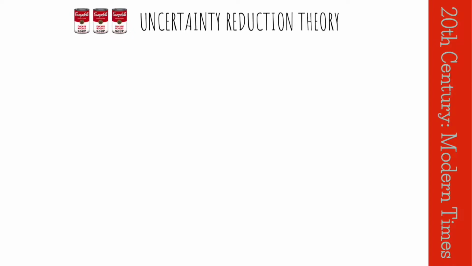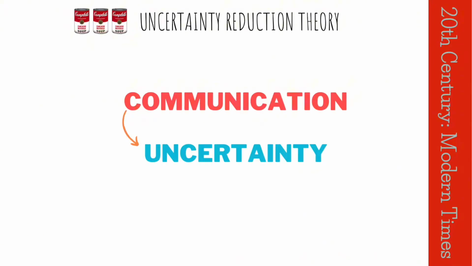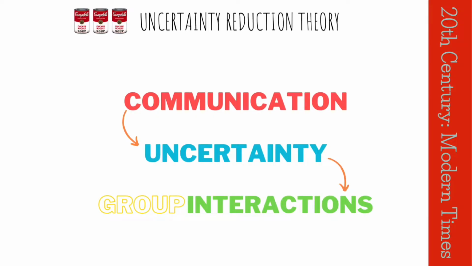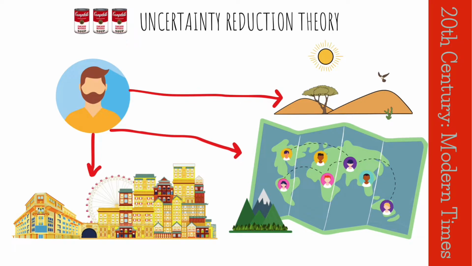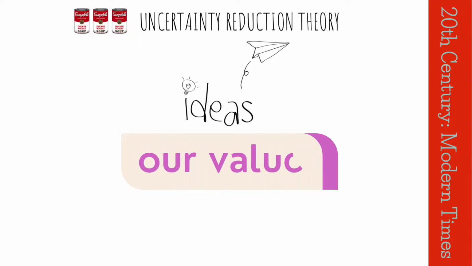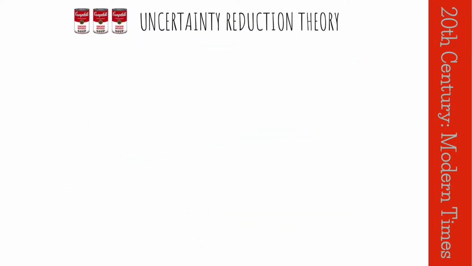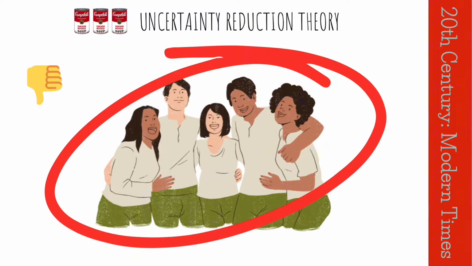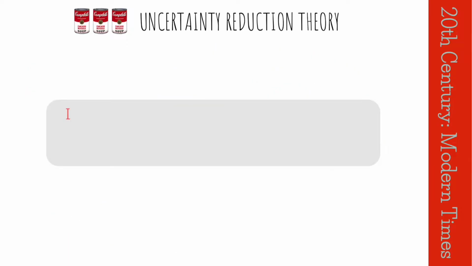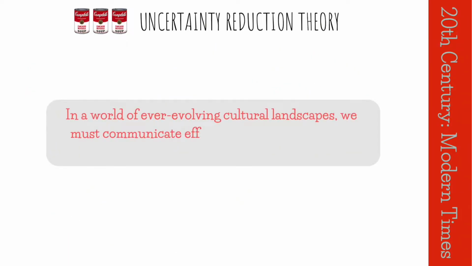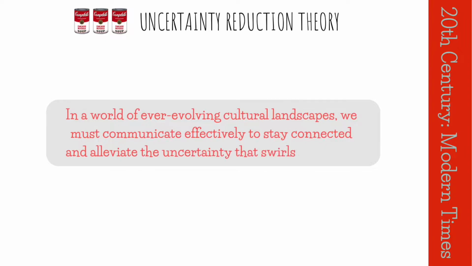Welcome to this enlightening exploration of communication, uncertainty, and the fascinating dynamics of group interactions. In our previous discussion, we uncovered how cultural communication binds groups together by sharing ideas, values, and norms, essentially shaping our identity. But here's the twist: being part of a group doesn't come with a rule book. In a world of ever evolving cultural landscapes, we must communicate effectively and alleviate the uncertainty that swirls around us.